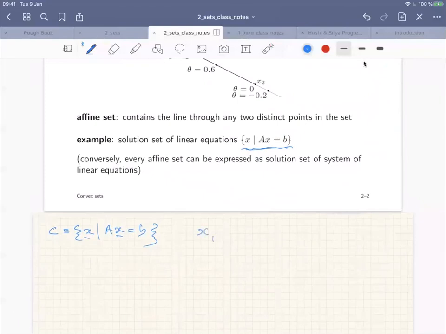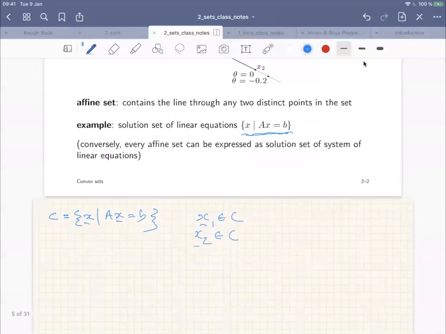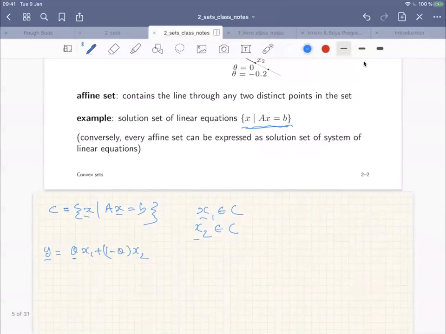Yeah, so x1 belongs to C. Let's assume that these 2 points are in C. Now we have to take an affine combination of this. Let's say a point y is an affine combination, theta x1 plus 1 minus theta x2. As you vary theta, you will get the line passing through x1 and x2, right? So if y is in this set, then we can say that the line passing through x1 and x2 is in this set. So how do we check it?